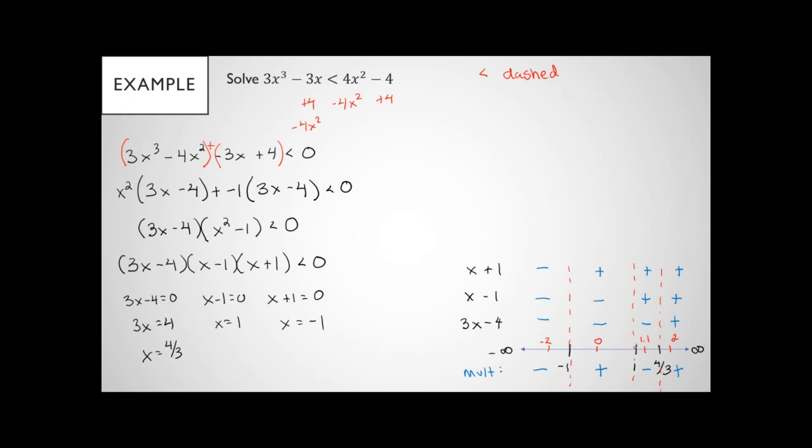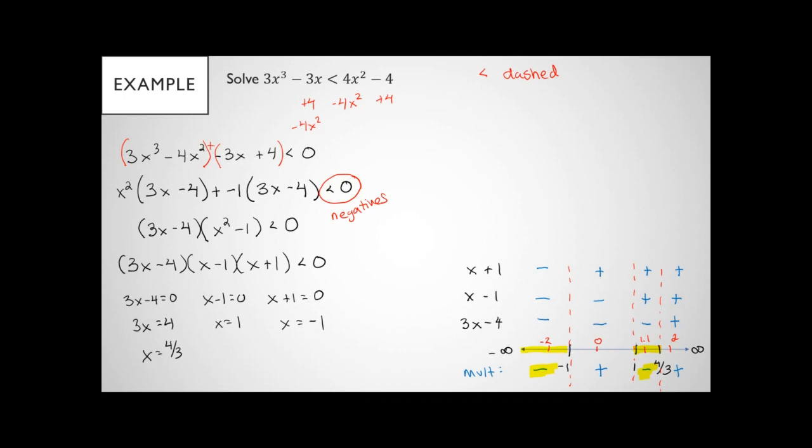Okay, so now we need to determine what we want, whether we're looking at the positives or the negatives. And here we're less than 0, so we're going to be looking for the negatives. So we've got 2 negative sections here. And then I'm going to graph those on the number line. And because of the dashed lines, we're going to use parentheses.